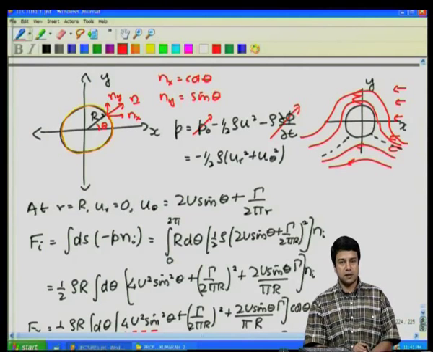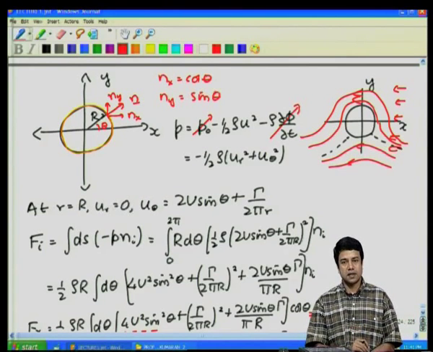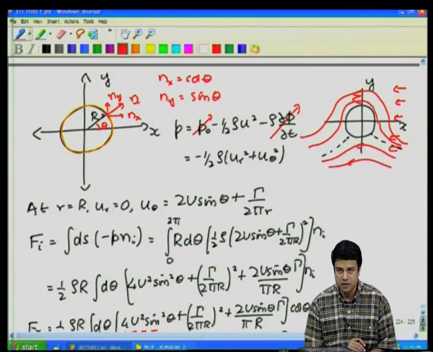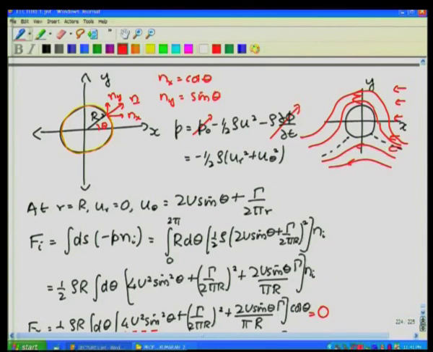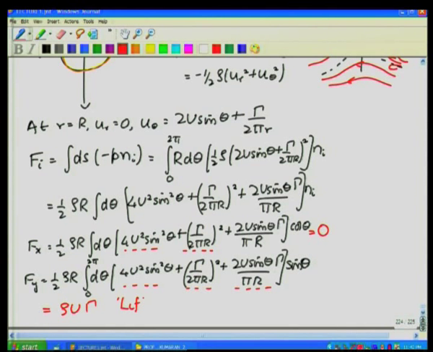The force in the x direction is identically equal to 0. The force in the x direction is what is called the drag force, because it is opposite to the direction of the velocity. That drag force is identically equal to 0. Force in the y direction is non-zero if there is a circulation. Only if gamma is non-zero will the force in the y direction be non-zero. The force in the y direction in this case is what is called the lift force. It is acting in the direction perpendicular to the cylinder as well as the direction perpendicular to the direction of the flow.